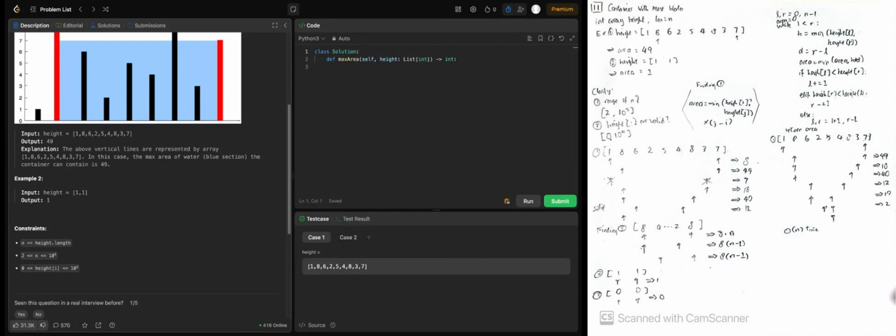I think I understand the problem. Let me think of some possible solutions. So, for the first example, let's say we have 1, 8, 6, 2, 5, 4, 8, 3, 7. I'm trying to be greedy here. So I take the leftmost and rightmost, then try to see what is the maximum that I can store here.